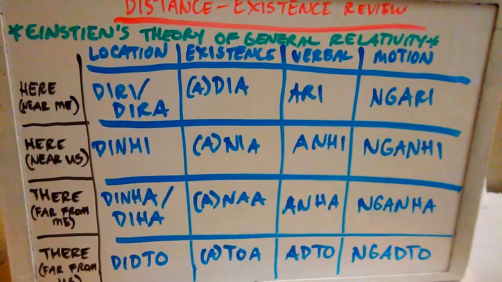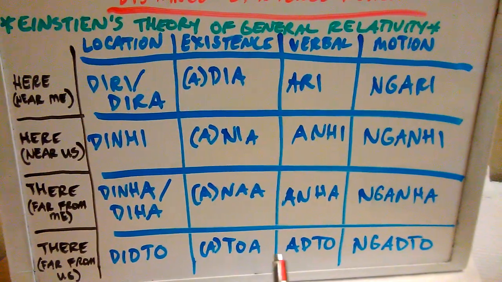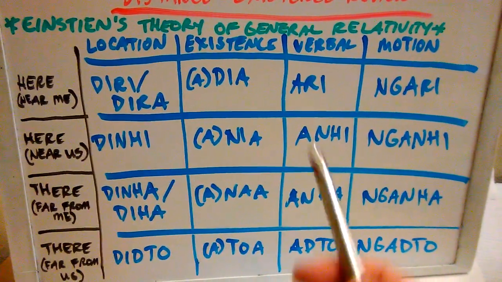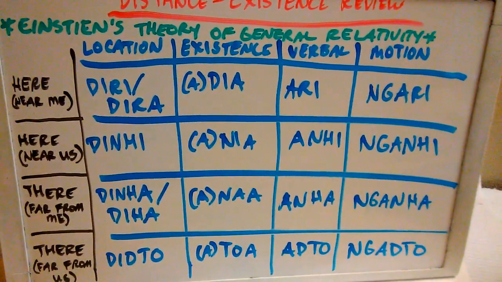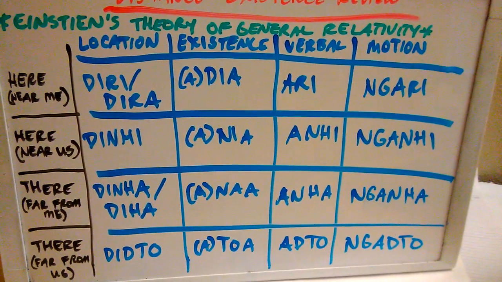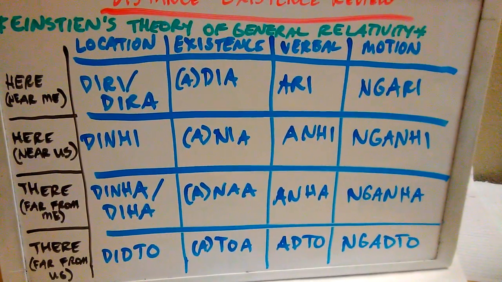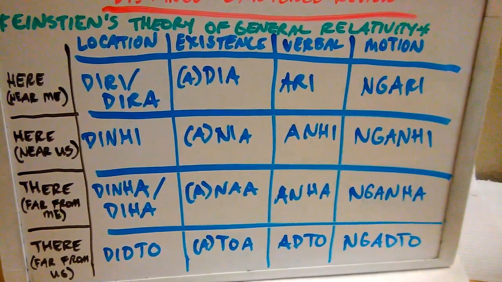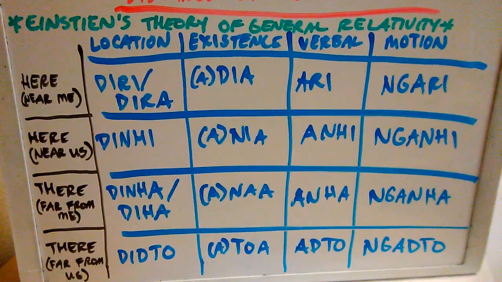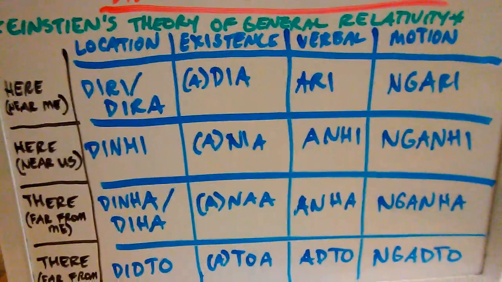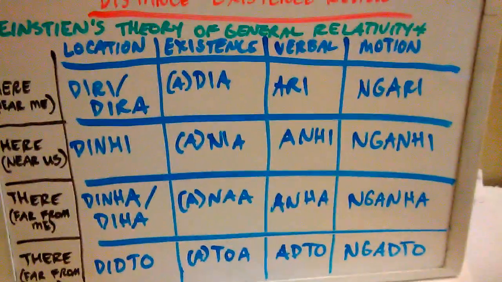We have it through location, existence, verbal, right? And this is where we get the common verbs anhi, anha, and adto, as well as ari, right? In verbs, or in motion, whether there's going to be a transference of an activity, a transference or a movement of some sort. I don't want to say verb, but you're going to see it through some sort of movement, a transference, and you'll get a better understanding of that concept in future videos. Okay, again, this is just a review.